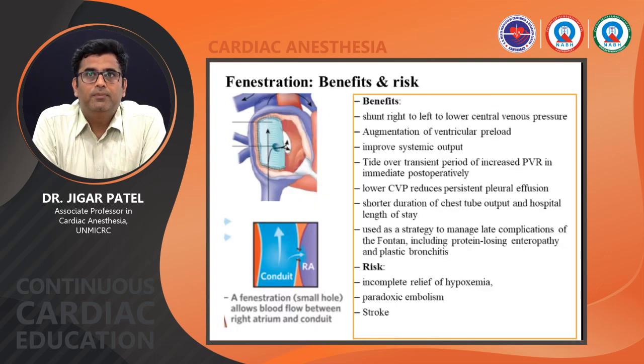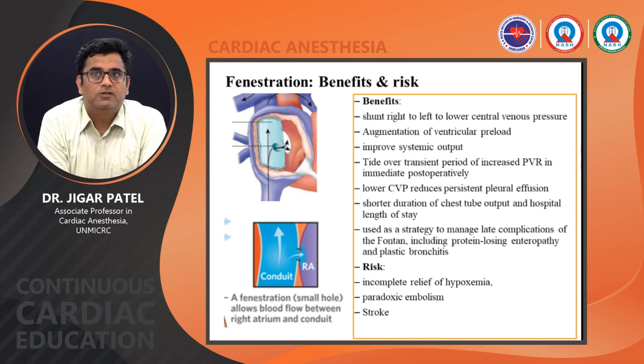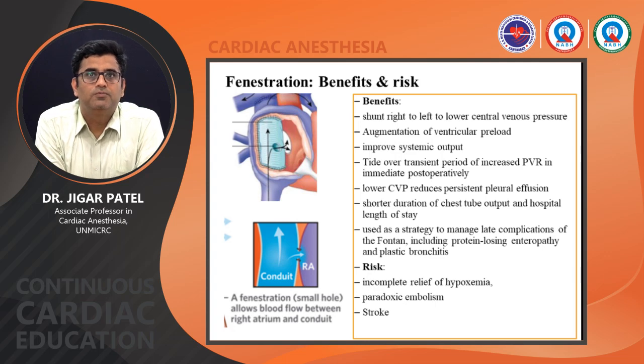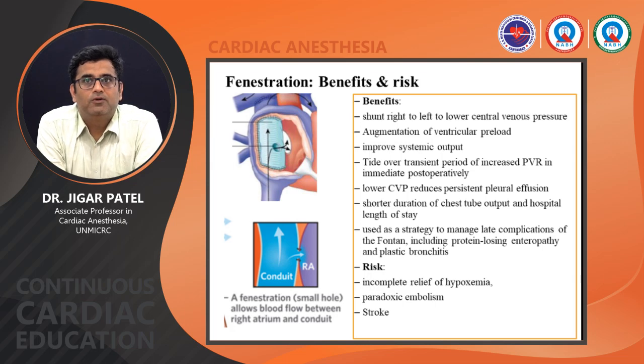Now fenestration has some benefits and risks. This fenestration allows blood flow from the conduit to the right atrium. So it sends blood from right to left to lower central venous pressure and augment ventricular output. It improves systemic output and tides over the transient period of increased pulmonary vascular resistance post-operatively. So it is beneficial. It lowers CVP and reduces persistent pleural effusion post-operatively, and it will shorten the hospital stay as well as chest tube output. And it is used as a strategy to manage late complications of Fontan like protein-losing enteropathy and plastic bronchitis.